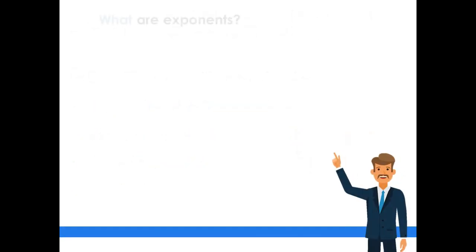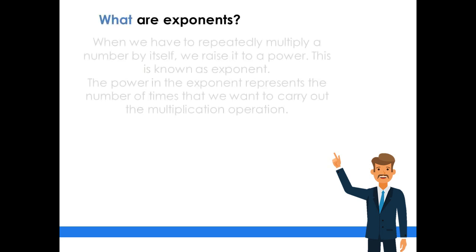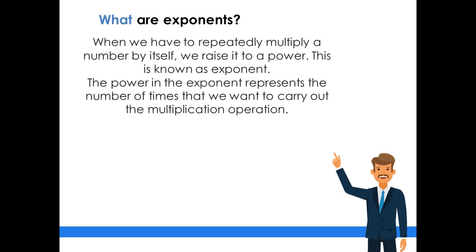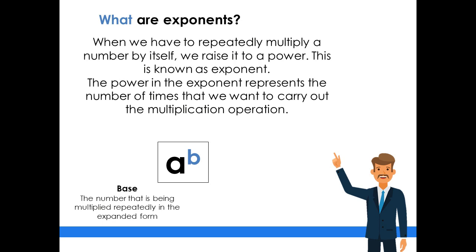What are exponents? When we have to repeatedly multiply a number by itself, we raise it to a power. This is known as exponent. The power in the exponent represents the number of times that we want to carry out the multiplication operation.